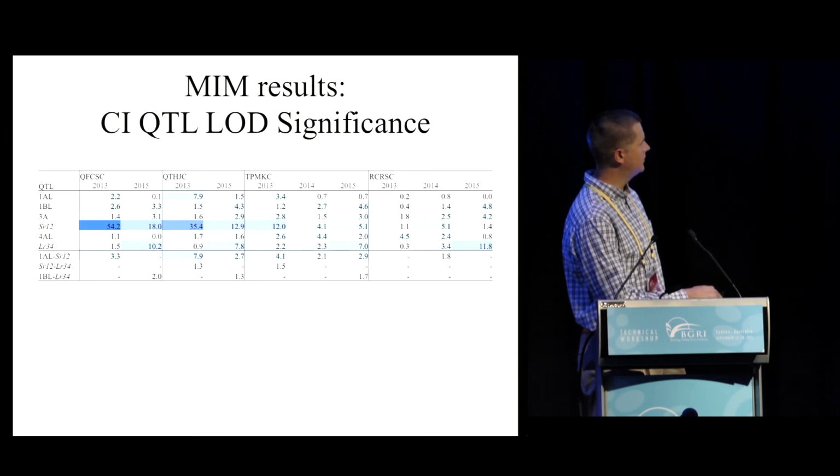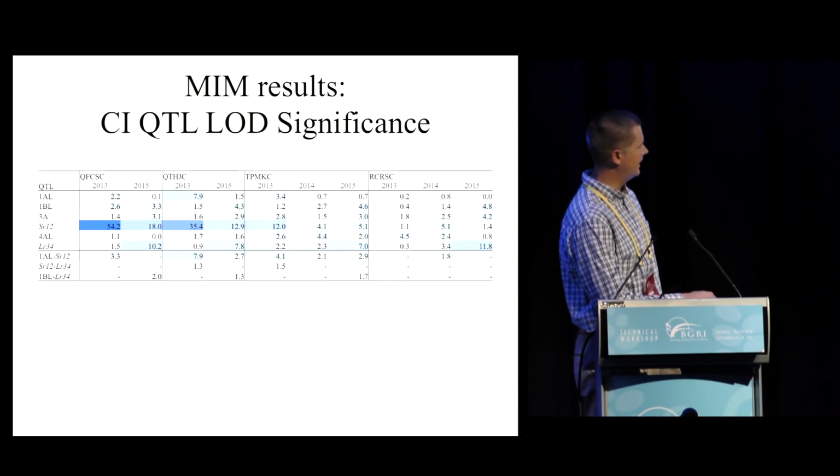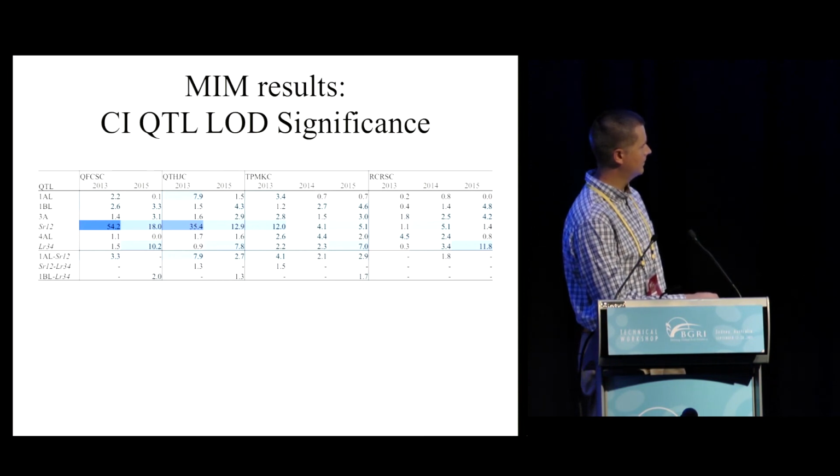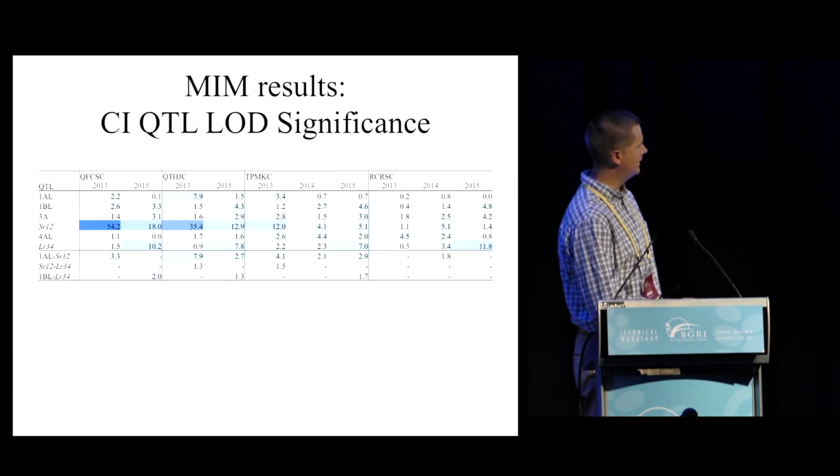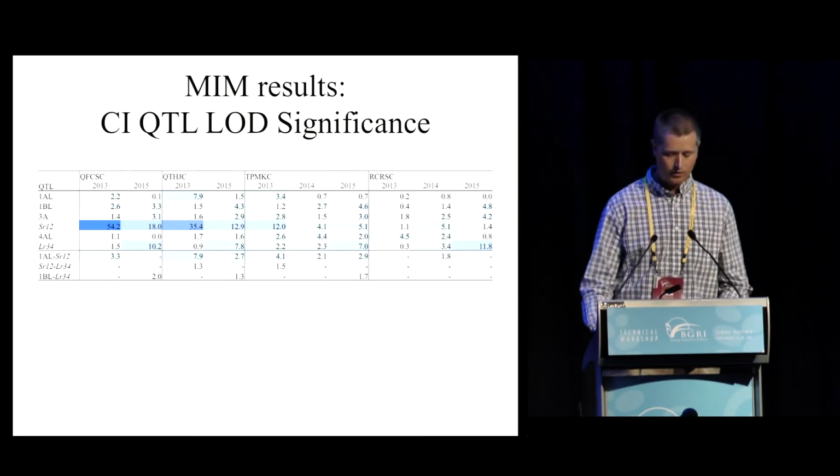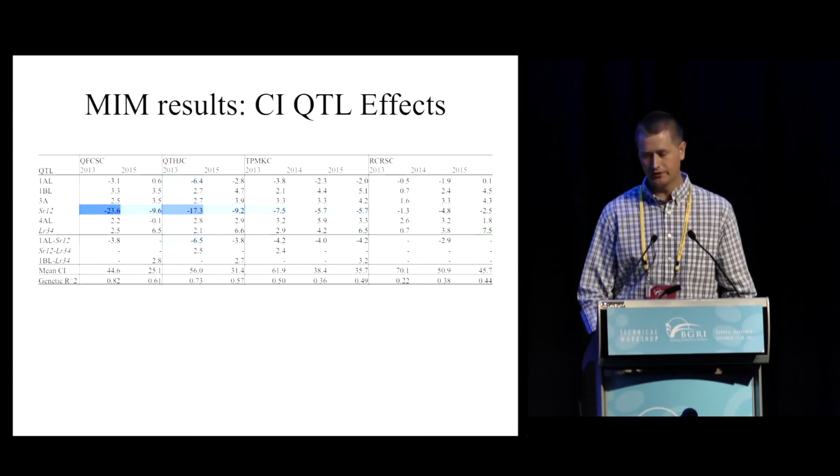With TPMK, you still see significant QTL for SR12, but it is less. And for race RCRSC, the QTL in 2 of the 3 years are non-significant. And again, in 2015, LR34 had the highest significance. We did see significant interactions across some of the QTL in certain years.